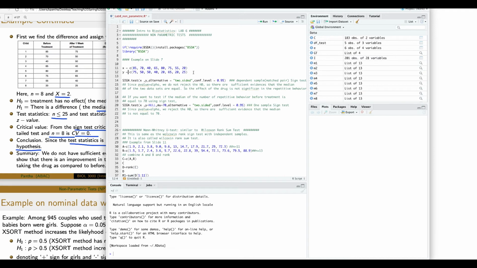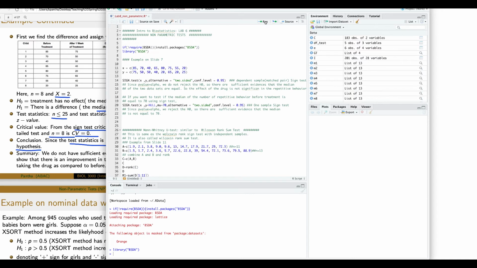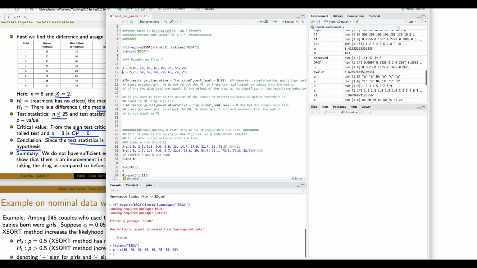By the way, to use non-parametric tests like the Sign Test and other tests, you need to install a package called BSDA. So you can run this code: if required, install package BSDA. It will check if BSDA is already there or not. If it is not there, it installs it; if it is already there, it does not install. All right, so I'm running this X and then Y.